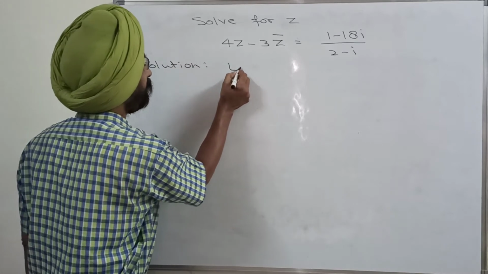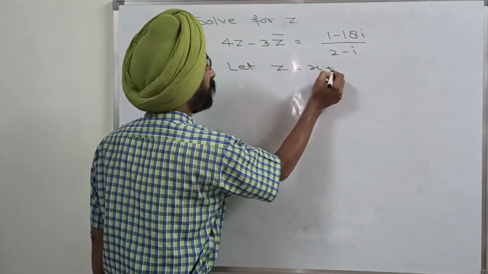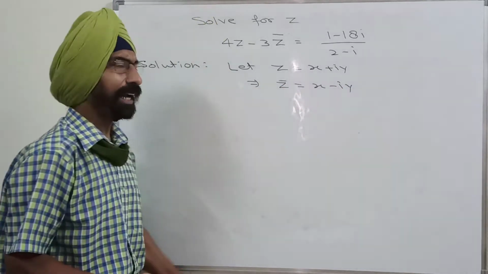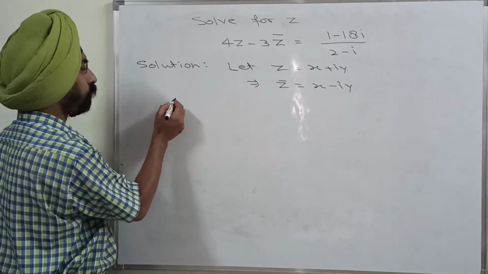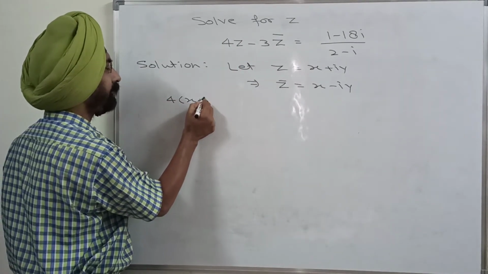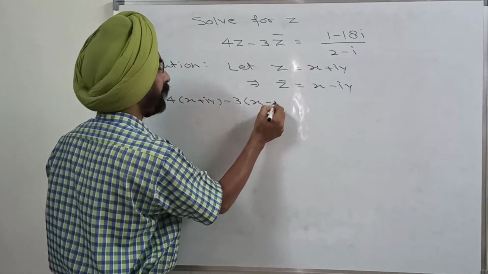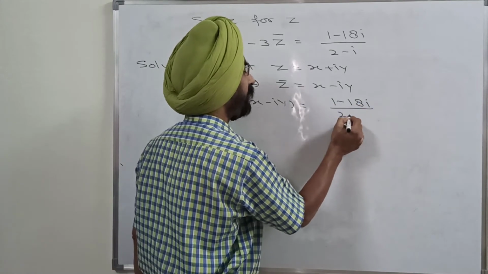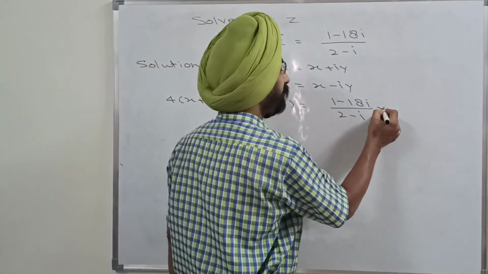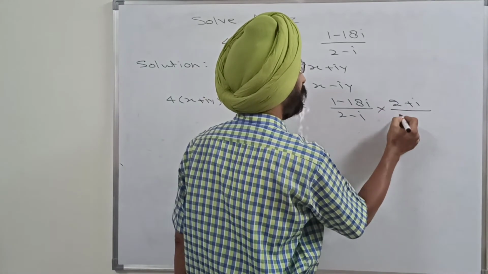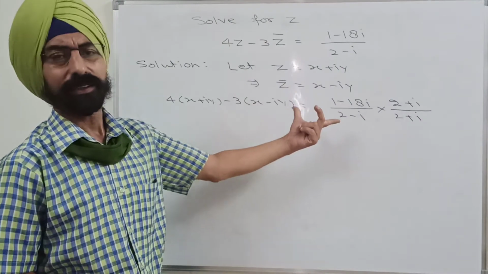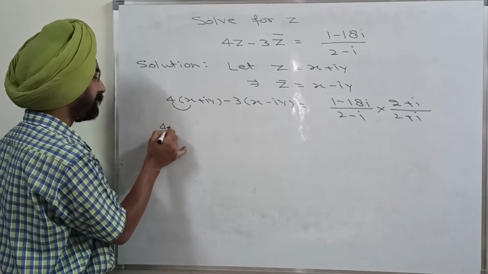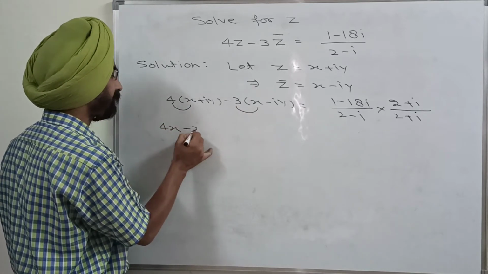Let z be x plus iota y. This automatically means z bar is x minus iota y. And now substitute the values in this equation. So 4 times x plus iota y minus 3 times x minus iota y is equal to, on the right hand side, as we have solved in the previous cases, multiply the denominator and numerator by 2 plus iota, the rationalizing process. On the left hand side, the first term is 4x, the third one is minus 3x.